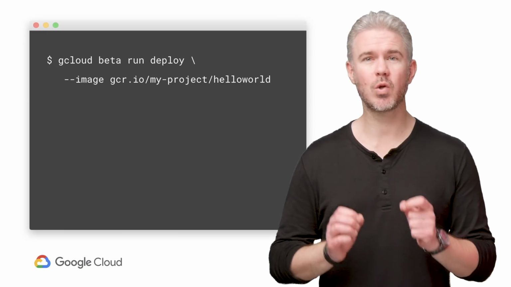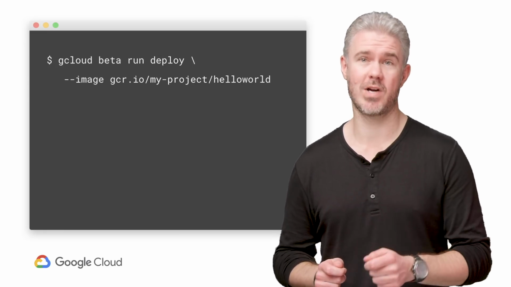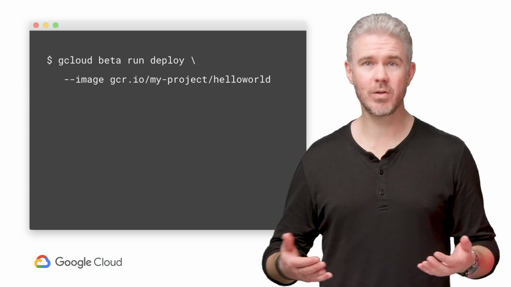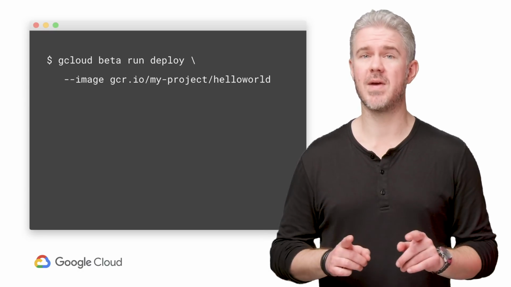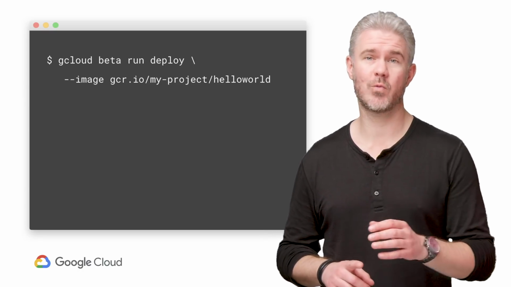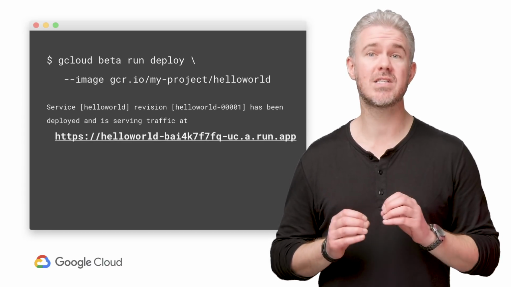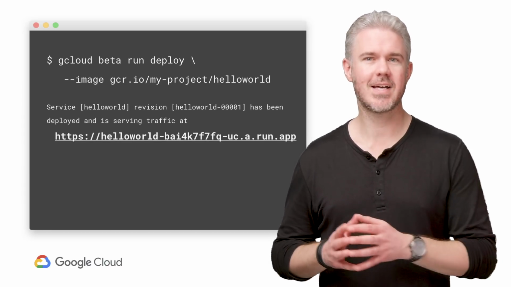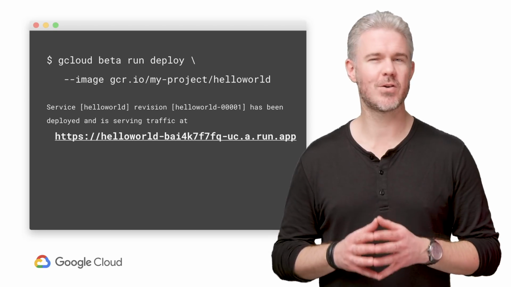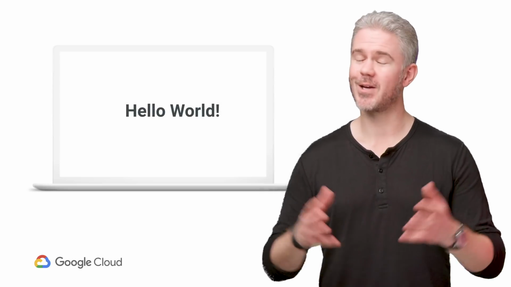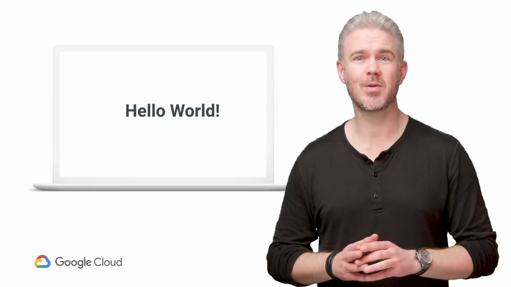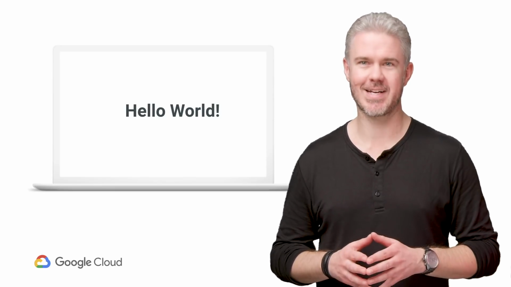Step 3 is to deploy your published container to Cloud Run. To deploy your newly created container, run this command and supply the service name and region. On successful deployment, the command line displays the service URL. Paste that URL into a browser to see your new service running. Congratulations! You have just deployed a serverless containerized application.